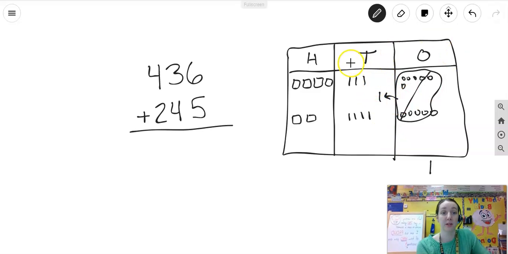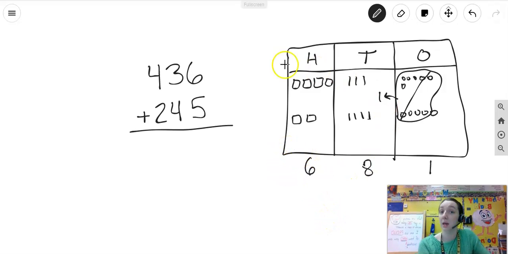Now I'm going to move over to my tens. I have 1, 2, 3, 4, 5, 6, 7, 8. It's not a group of 10, so I just end up with 8. And then I have 1, 2, 3, 4, 5, 6 hundreds. So I end up with 681.